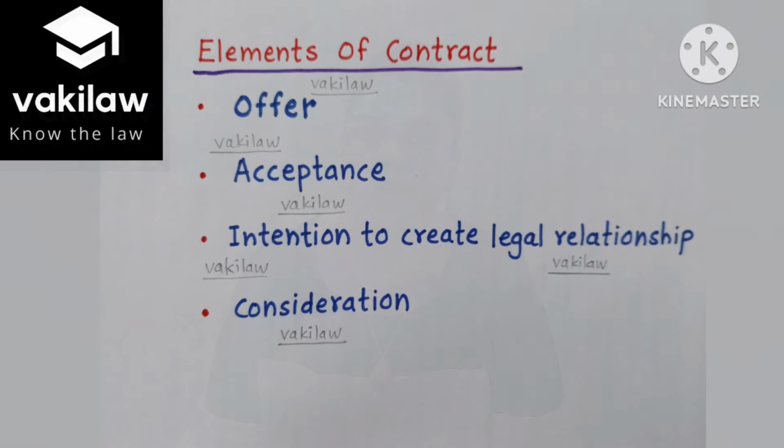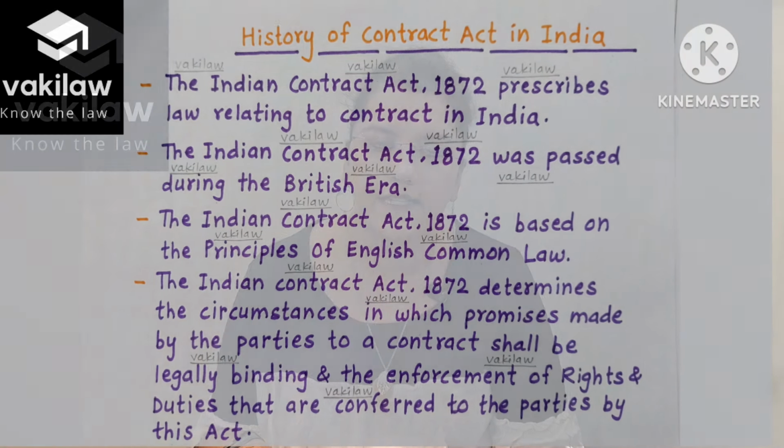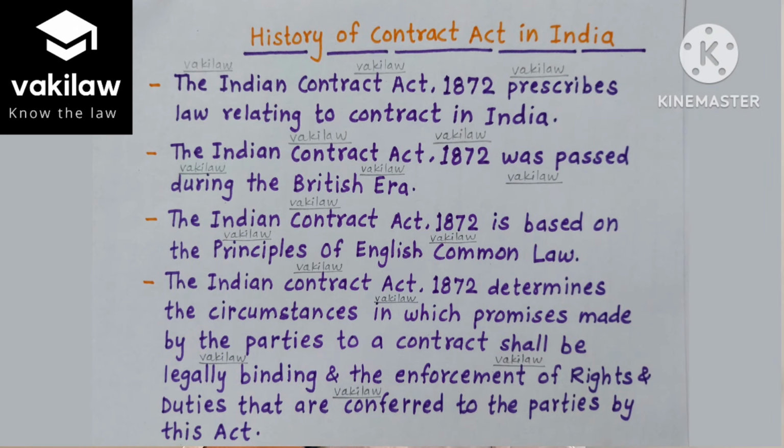Now what will be the later part? The later part you are going to enumerate the elements of contract. As I discussed, there are 4 elements: offer, acceptance, intention to create a legal relationship, and consideration. So these 4 points you will write as elements. Next, you will move towards the history of contracts. I have discussed the history of contracts in my previous video. I have also shared a link of that video in the description box. Do check that out.